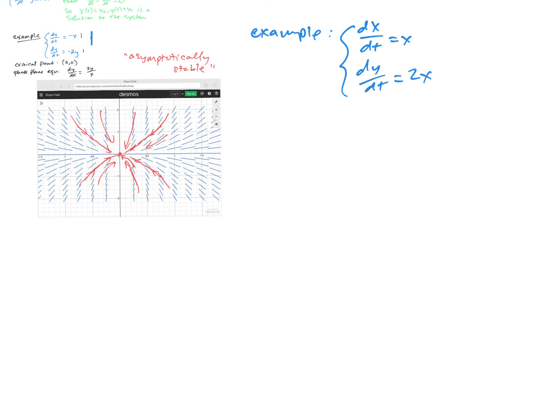So we'll notice that our critical point is still 0, 0. And our phase plane equation is the same, because there are no negative signs to cancel out, but they canceled out in the last one. Oops, I'm sorry, this was 2y. Sorry about that. So dy/dx equals 2y over x. So that means that we can just copy our slope field over here. It's going to be the same.